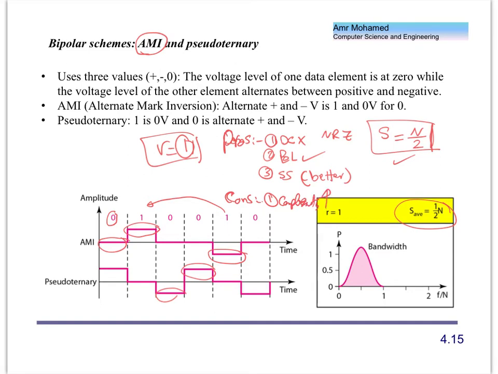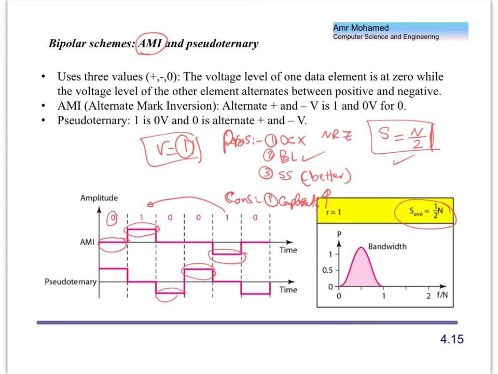So I don't only rely on the current bit or the bit before. I actually may have to go back several bits in order to see what is the last non-zero voltage in order to generate the signal element for the current bit. So that actually increases the complexity of the transceiver.